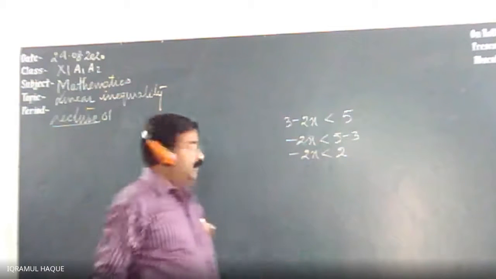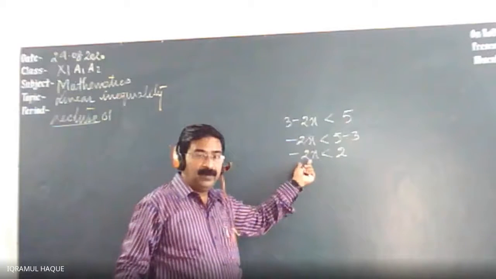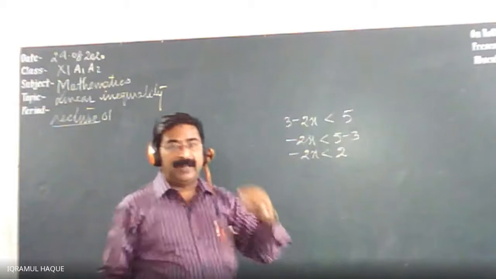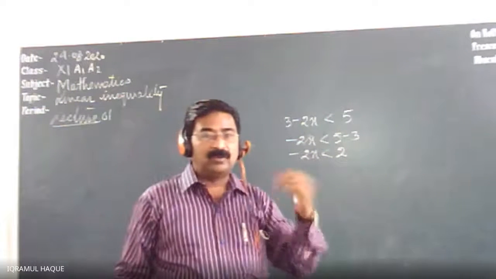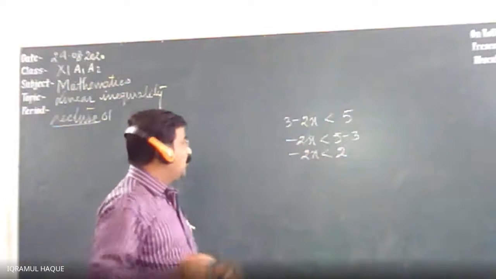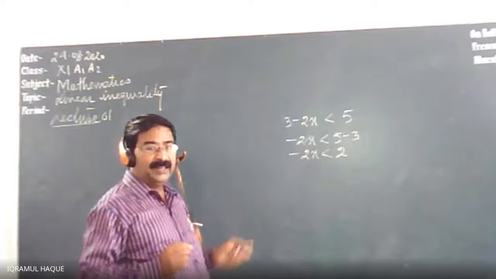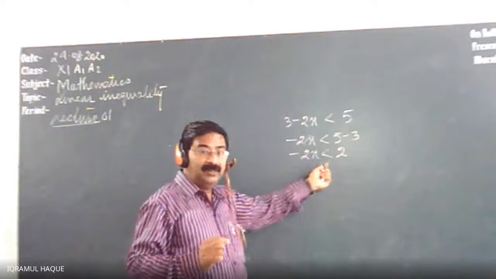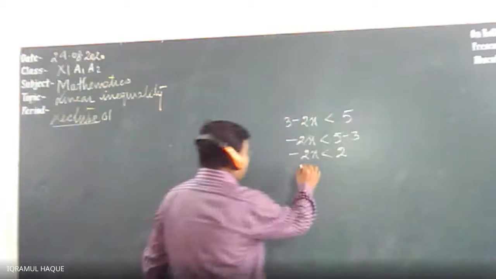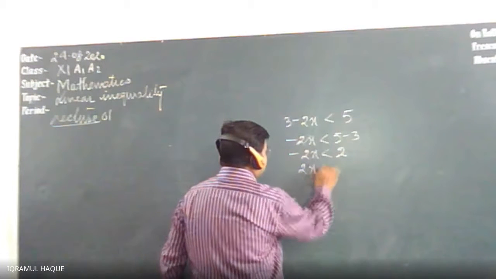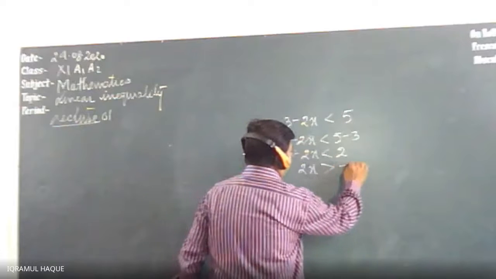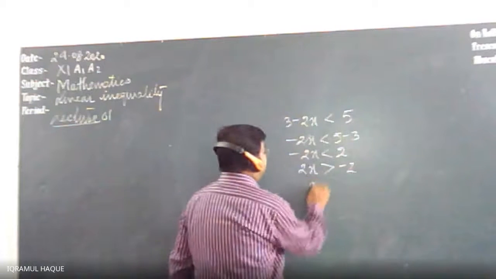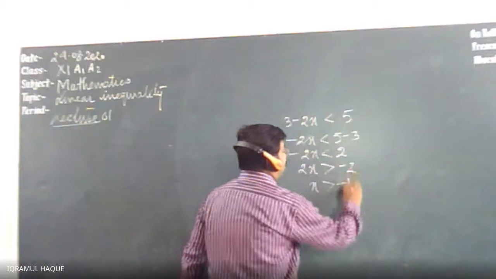Now see, this is negative. To remove this minus sign from here, we multiply both sides by minus 1. So when we multiply any inequality by a negative number, its sign of inequality is reversed. So we can write 2x is more than minus 2, and x is more than minus 1.